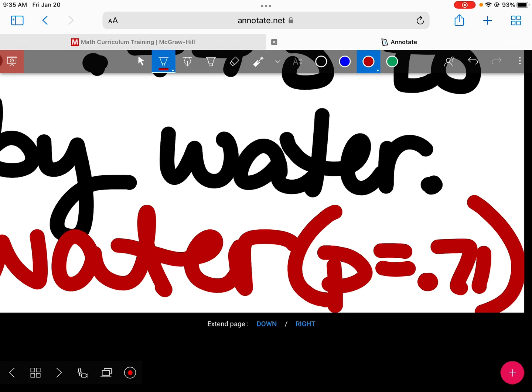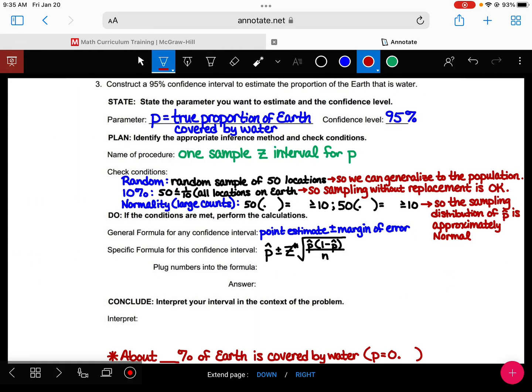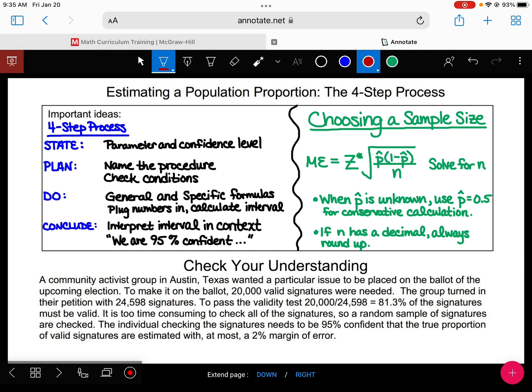So this is called the 4-step process for constructing a confidence interval. State, plan, do, conclude. That is one of our big ideas for today. You guys are going to need to remember what this 4-step process is and what is involved in each step. State, we're going to say what the parameter is that we are trying to estimate and the confidence level that we're going to do that at.